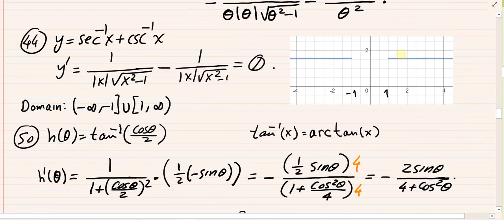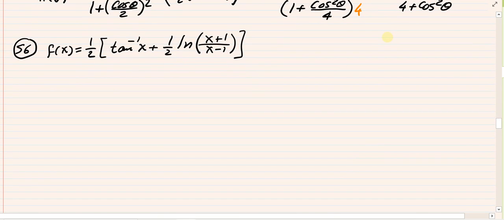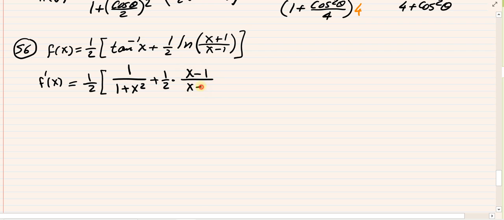Arc tan, half natural log. Yeah, looks good. Okay, so for this one, we're going to do the f prime of x. We're going to use the sum of derivatives, right? Derivative of arc tan is 1 over 1 plus x squared, plus 1/2 times the derivative of natural log, which is 1 over the argument, ln of u, 1 over u, which makes it 1 over x plus 1 over x minus 1, right, times chain rule, the derivative of the quotient inside, x plus 1 over x minus 1, that derivative.